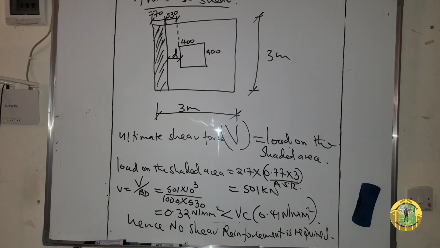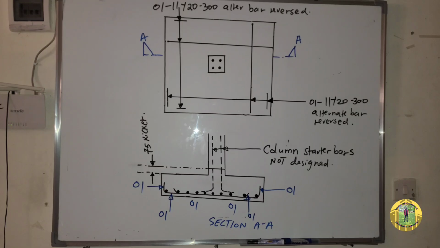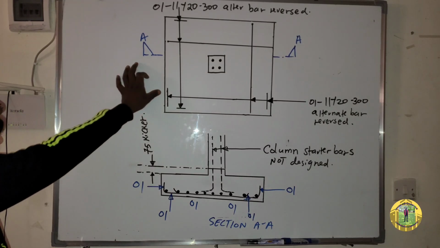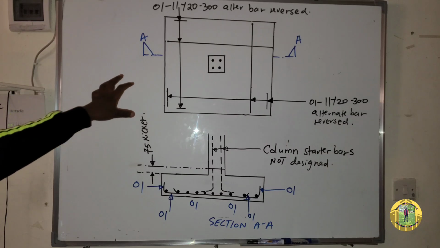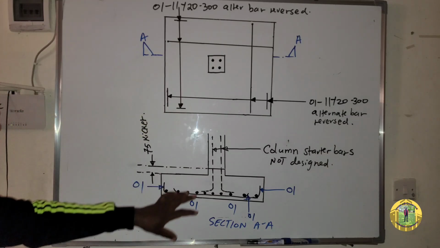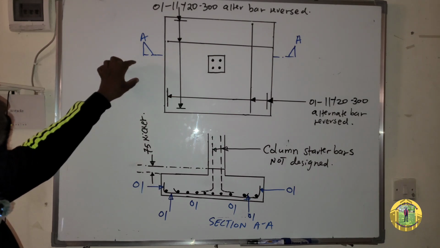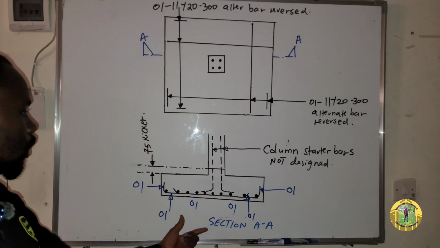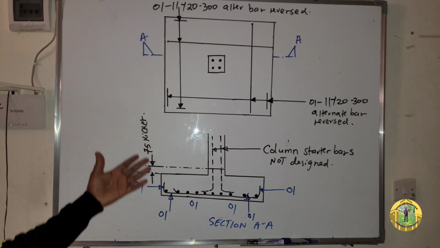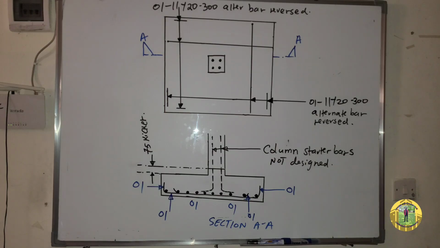What is remaining on this question is the reinforcement detail for plan and section, and we will have done with this question. So I want to proceed to reinforcement detail for plan and section. This is the last part of that question. This is the reinforcement detail, this is the plan, and this is the section. If you cut across this plan as indicated AA, this is what you will see. So that marks the end of this question.